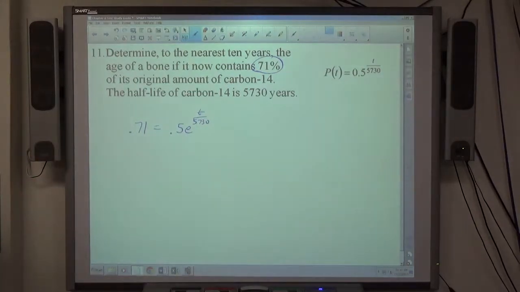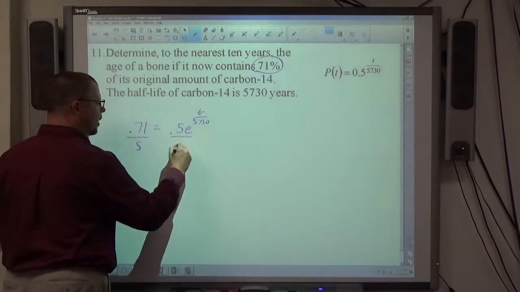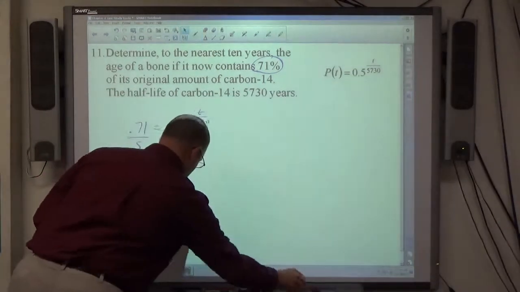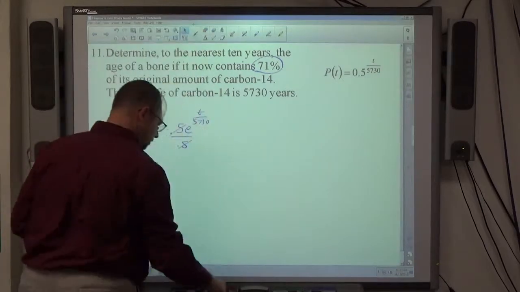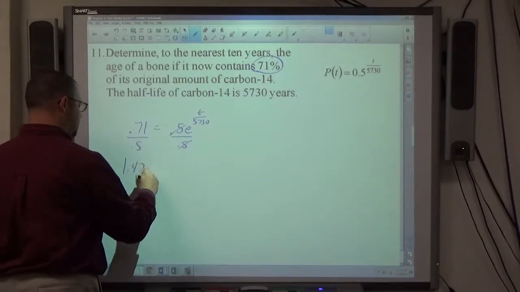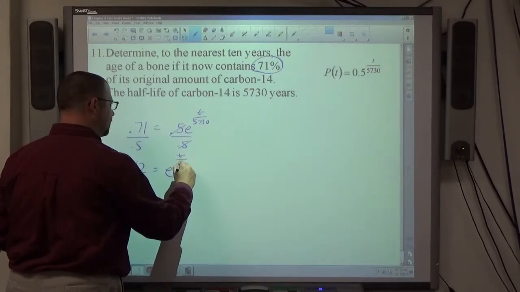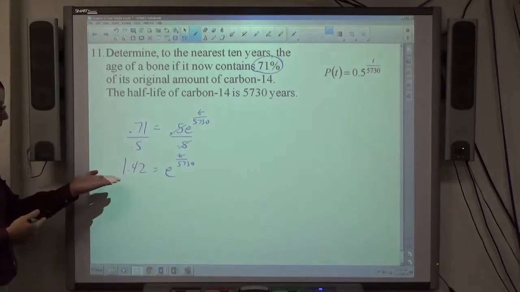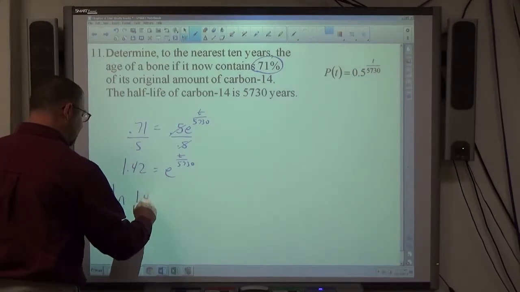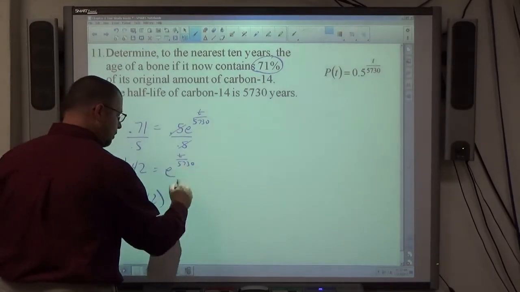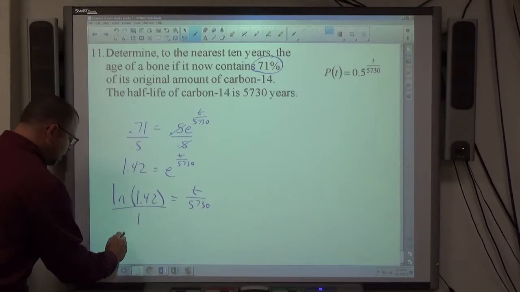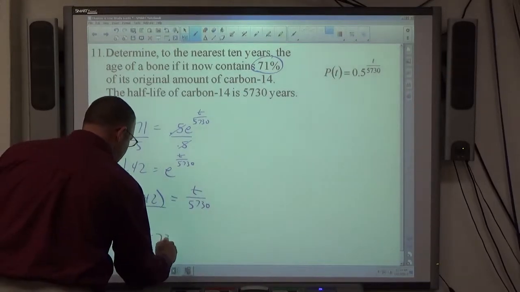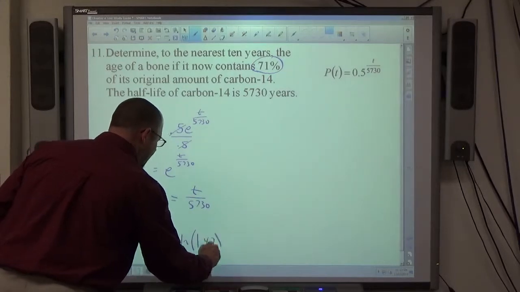So to get the amount of time it took to happen, we're going to divide by 0.5 on both sides. 0.71 divided by 0.5 comes out to 1.42 equals e to the t over 5730. Once again, e to a power equals a number, so I'm going to log both sides, ln. ln of 1.42 is going to equal just the power, t over 5730. And then I just have to cross multiply. 1 times t is t, and 5,730 times the natural log of 1.42 is my answer.